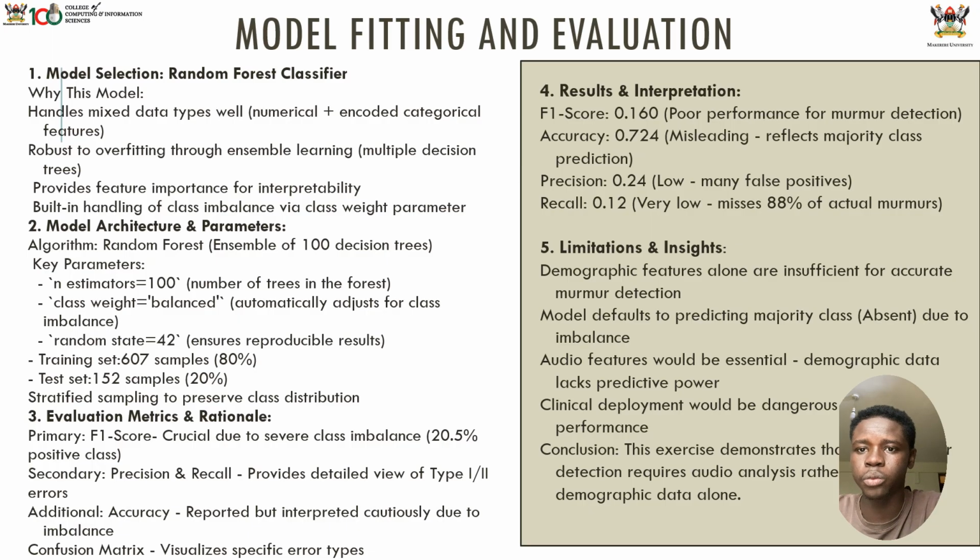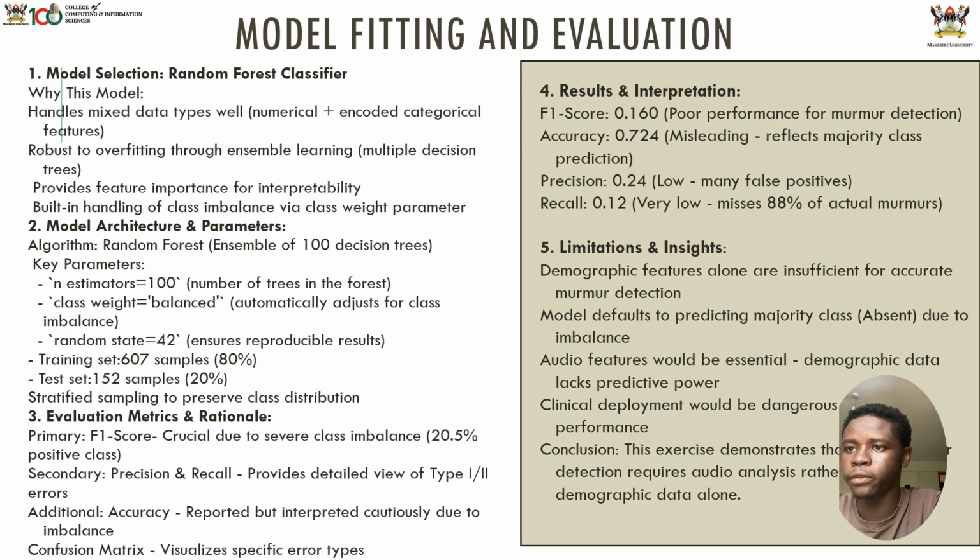Then the second point, which is model architecture and parameters: you have the algorithm random forest, an ensemble of 100 decision trees. Then key parameters: n estimators is 100, class weight is balanced, random state 42, training set 607, the test set is 152. Then the third point is evaluation metrics and rationale, where you have primary, secondary, and additional metrics.